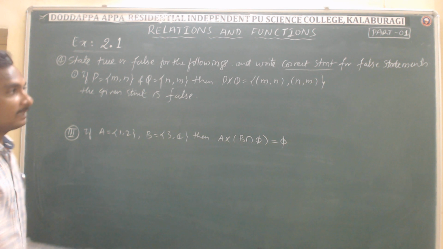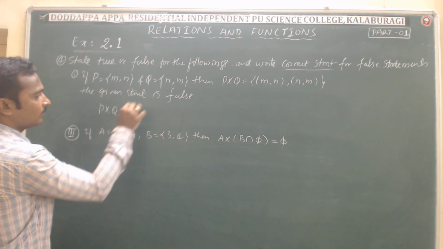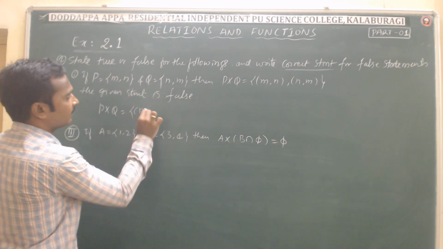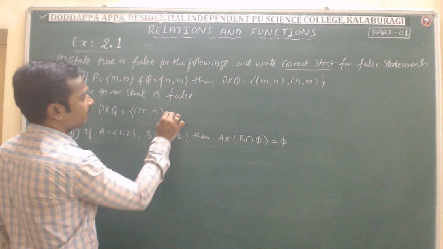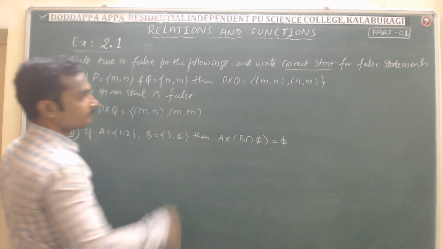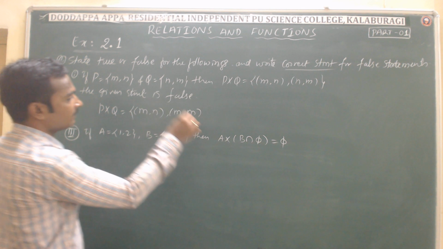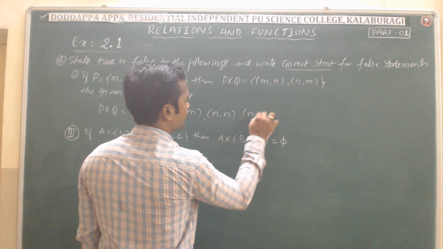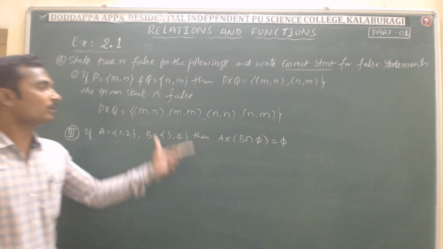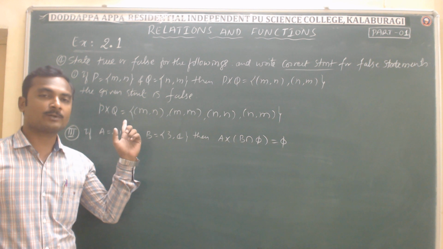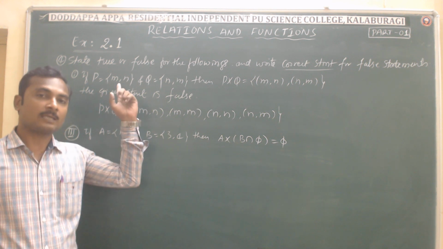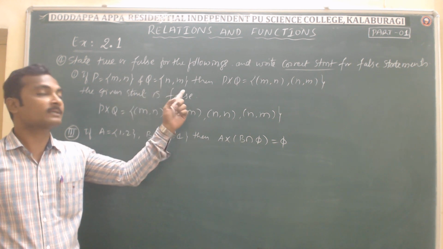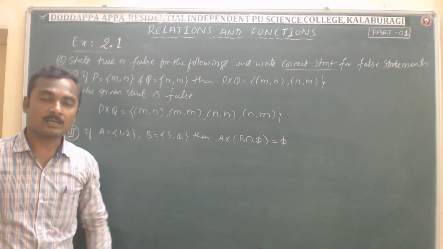Then what is the correct statement? The correct statement is P cross Q equals, let's take the Cartesian product of these two sets. M relates N, M relates M, N relates N, N relates M. You can see there are 4 ordered pairs in the Cartesian product P cross Q, whereas n of P is 2, n of Q is 2. This contains 2 elements, that contains 2 elements, therefore 2 into 2 is 4. See, there are 4 elements.